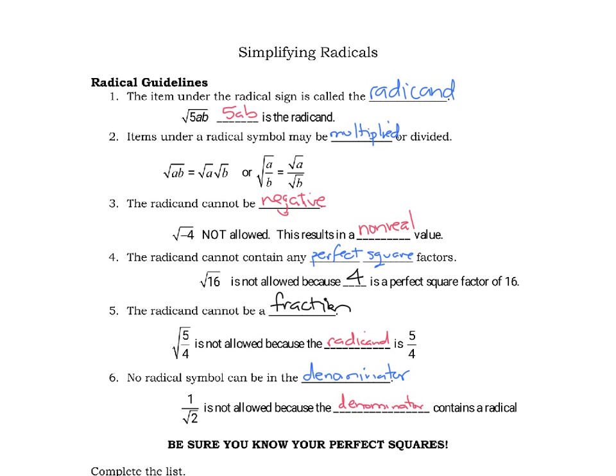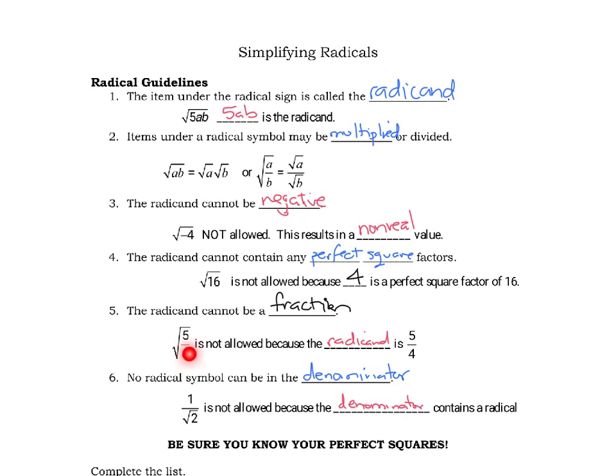Number 4, the radicand cannot contain any perfect square factors, so meaning you cannot leave it as square root of 16. And the reason why square root of 16 is not allowed is because 4 is a perfect square factor of 16. Number 5, the radicand cannot be a fraction.